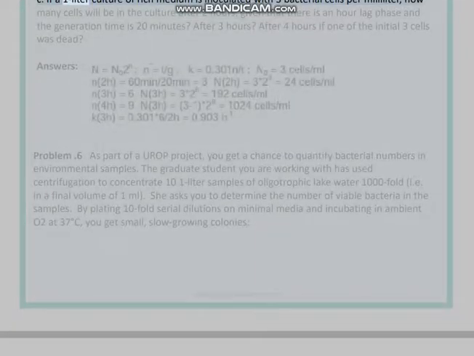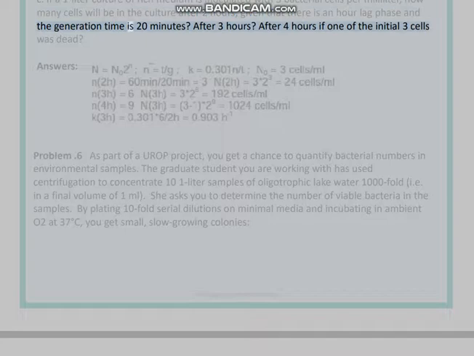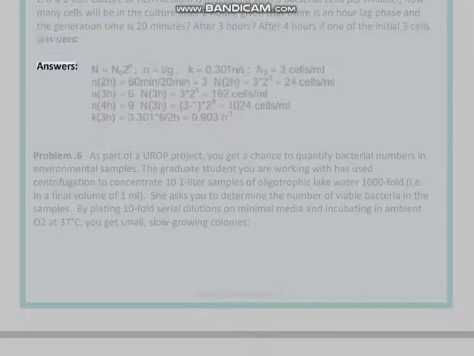C. If a 1-liter culture of rich medium is inoculated with 3 bacterial cells per milliliter, how many cells will be in the culture after 2 hours, given that there is an hour lag phase and the generation time is 20 minutes? After 3 hours? After 4 hours if one of the initial 3 cells was dead? Answers.